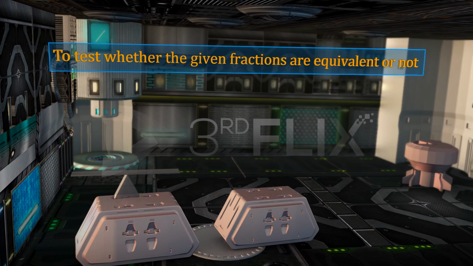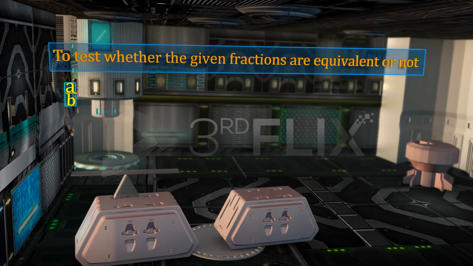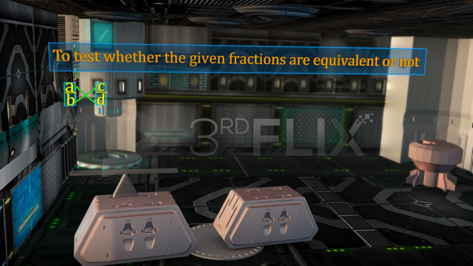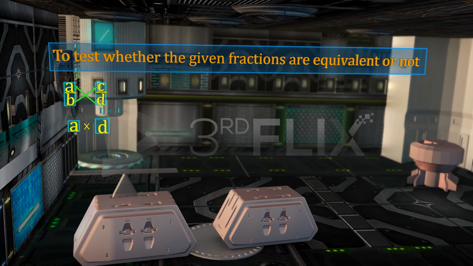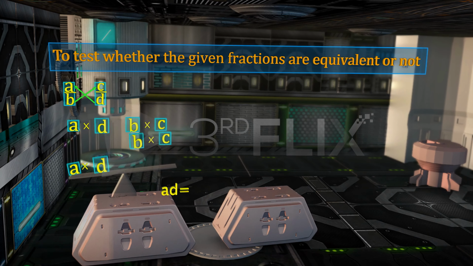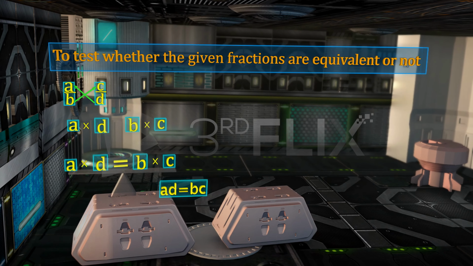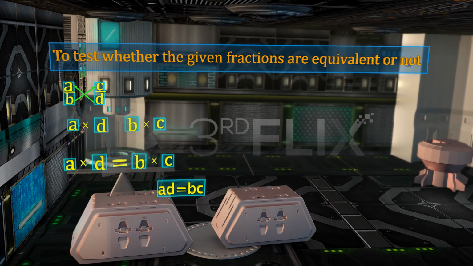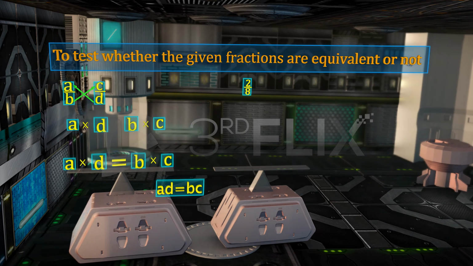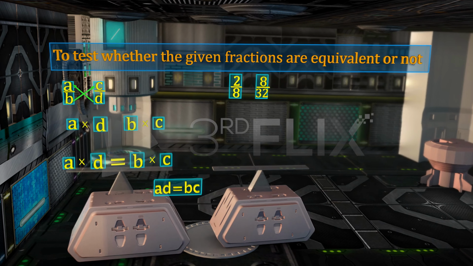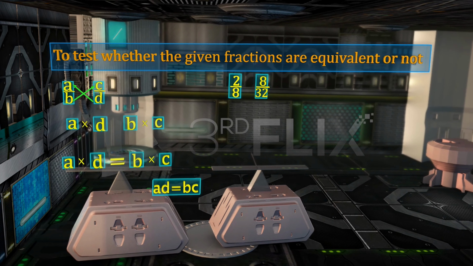To test whether the given fractions are equivalent or not, cross-multiply the given fractions. That means A multiplied by D and B multiplied by C. If AD is equal to BC, we can say that the given fractions are equivalent. For example, 2 by 8 and 8 by 32. Let us check if these fractions are equivalent or not.